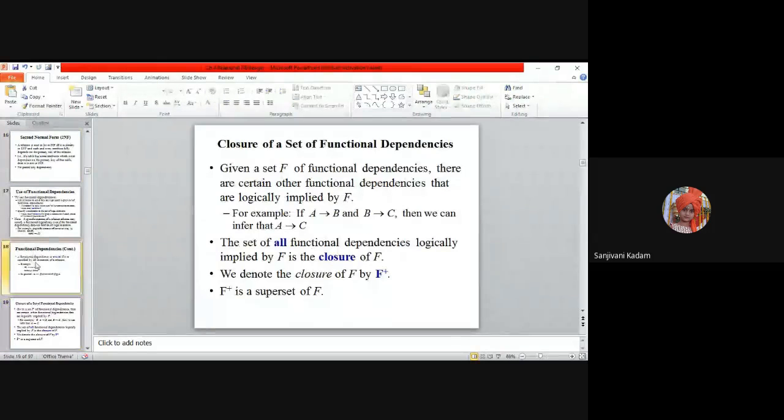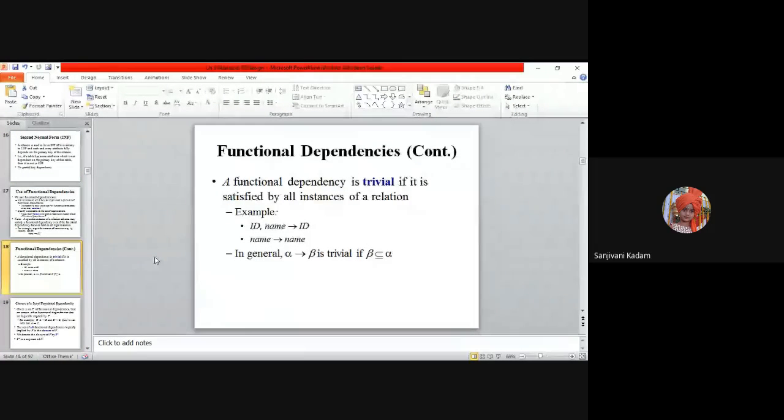Then let's move towards the next concept, trivial dependencies. A functional dependency is trivial if it is satisfied by all the instances of a relation. For example, the department name dependent on the department name is in the same format. Another example: ID and name. If ID is dependent on the ID and name, or name holds name, then we can say that this is also a trivial functional dependency. In general, if alpha gives beta, it's trivial if beta is a subset of or equivalent to alpha. Read the definition for a minute.